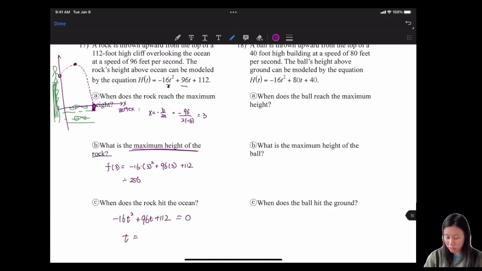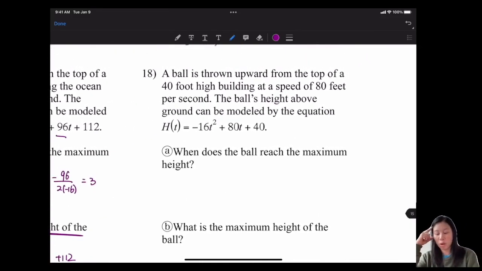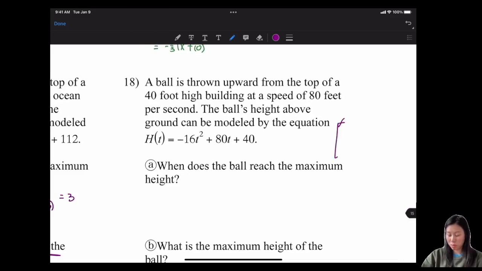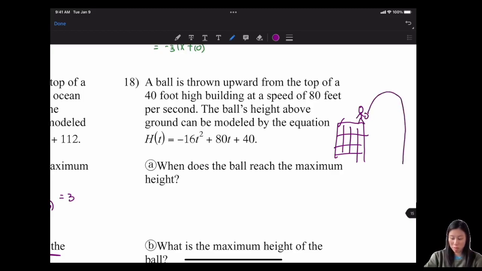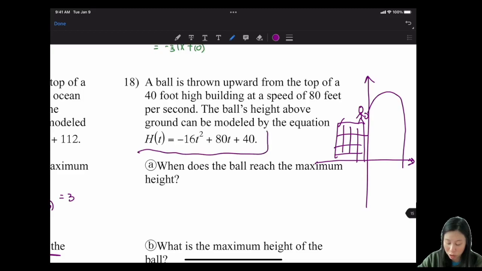Okay, let's do another example, the last example we have. A ball is thrown upwards from the top of a 14-foot high building at a speed of 18 feet per second. The ball's height above the ground can be modeled by the equation. Again, there's a building and you are standing on top of it. You throw a ball, the ball goes up and then goes down. This is the trajectory, and we let this become our coordinate. This is a parabola. You can tell because the model they give you is a quadratic function.